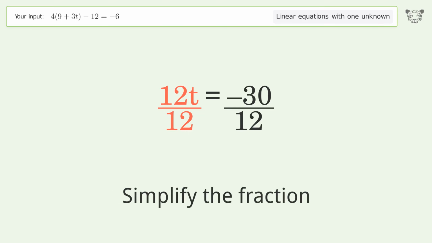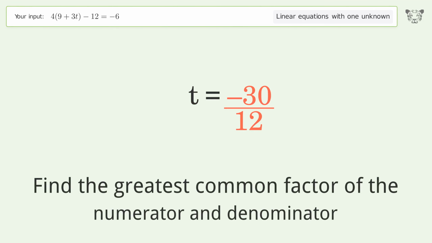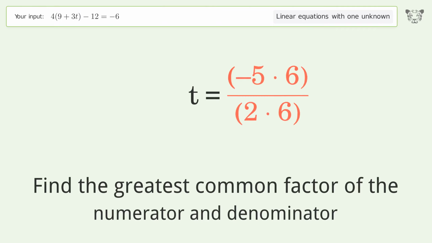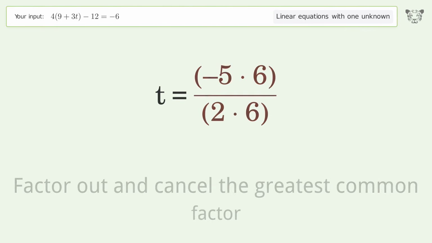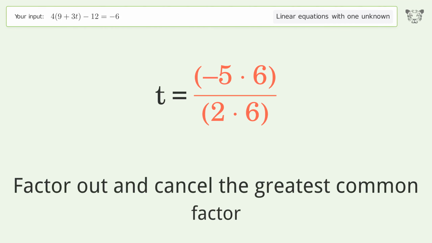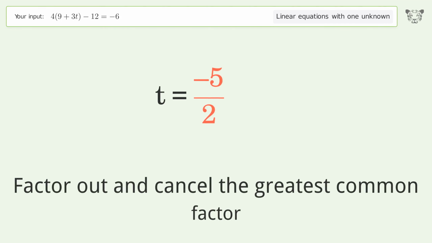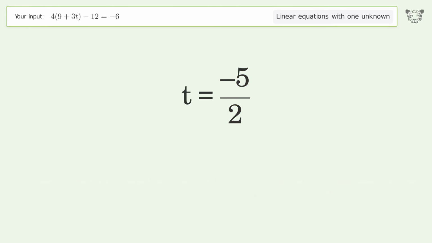Simplify the fraction. Find the greatest common factor of the numerator and denominator. Factor out and cancel the greatest common factor. And so the final result is t equals -5/2.